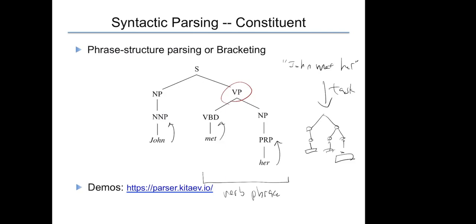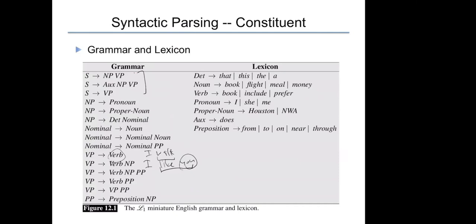So this breaking down process, you can think of this as a transition. There are many words to describe this, but I'll say it's a kind of transition. Then there are many possible transitions. You can start from S and move to NP and VP, or maybe you have an aux in front of NP and VP, or it might be just VP alone in some cases. And these rules, together with the lexicon, of course, define the grammar.